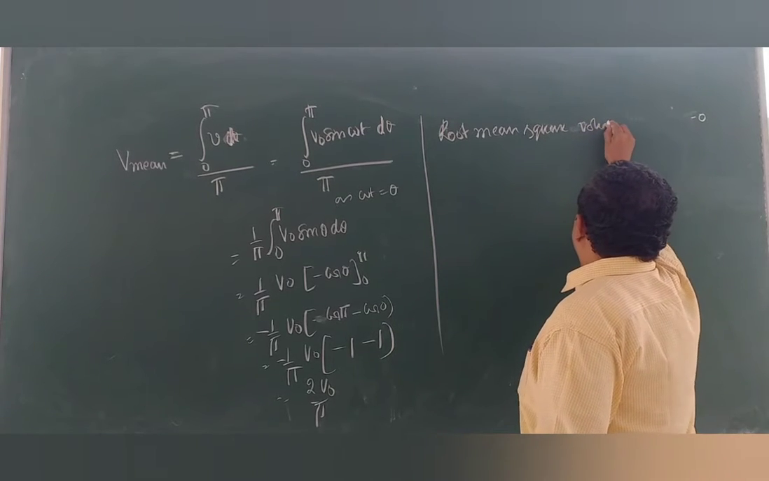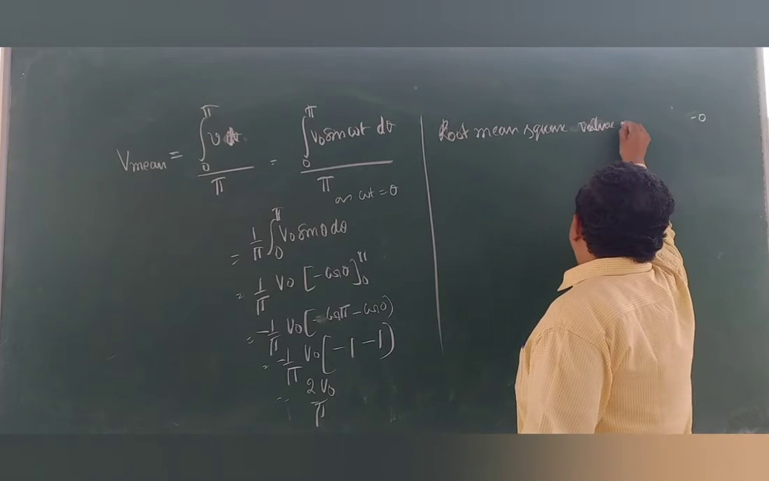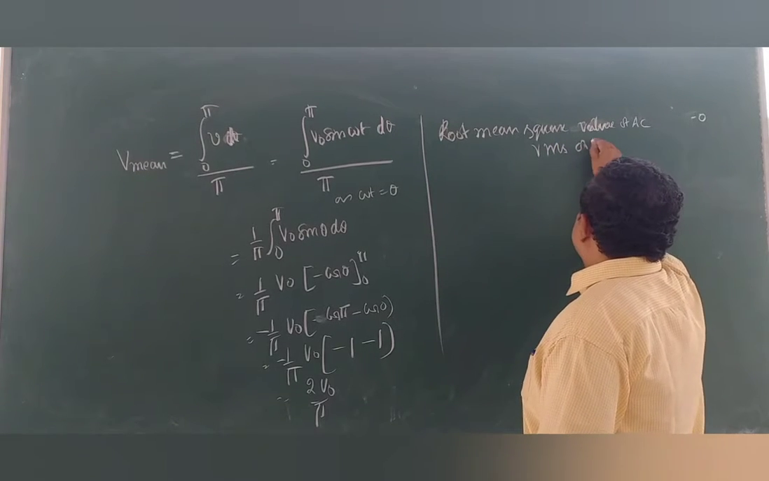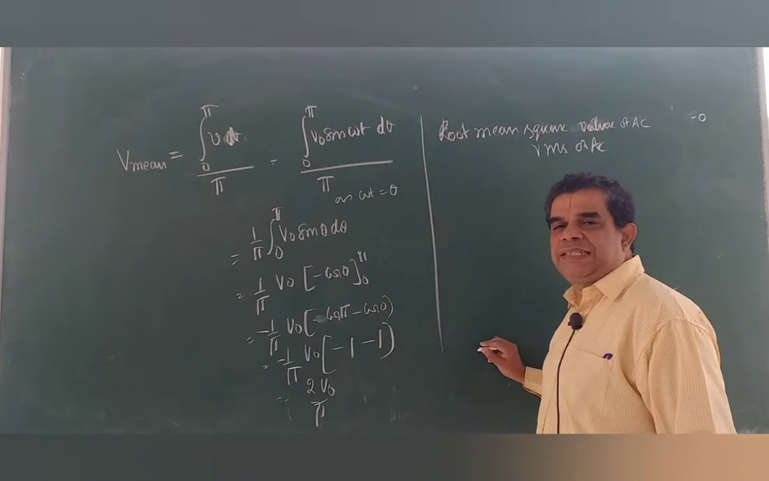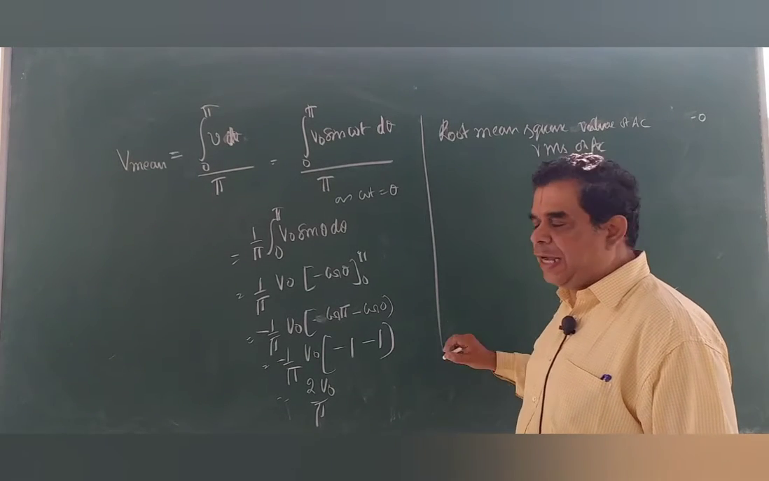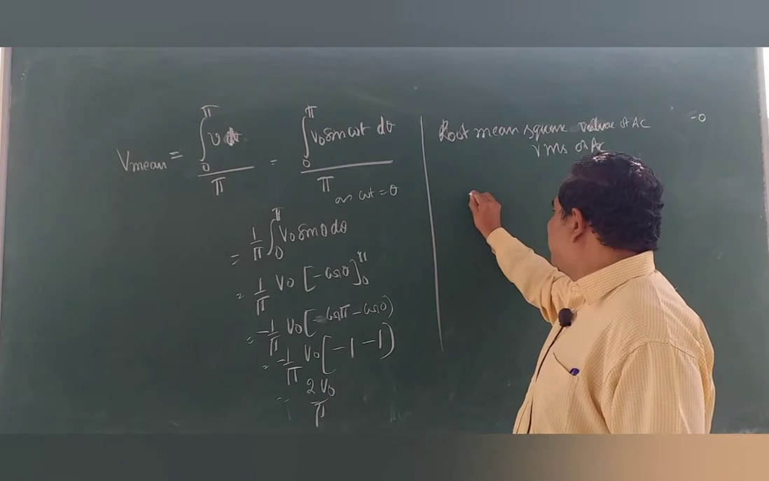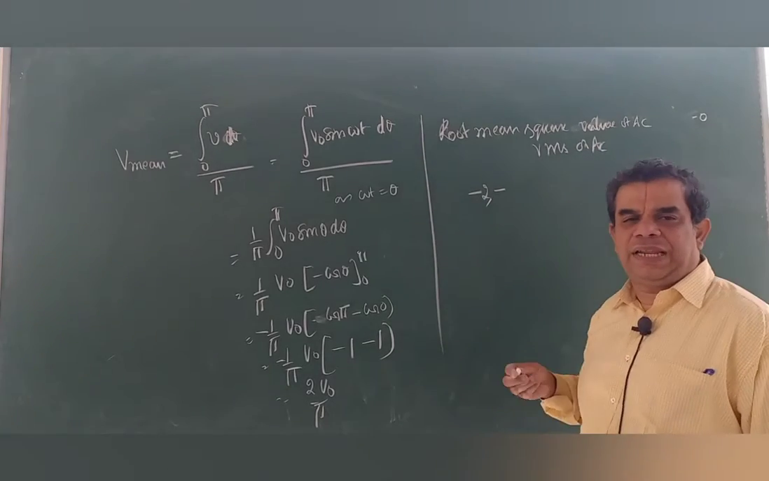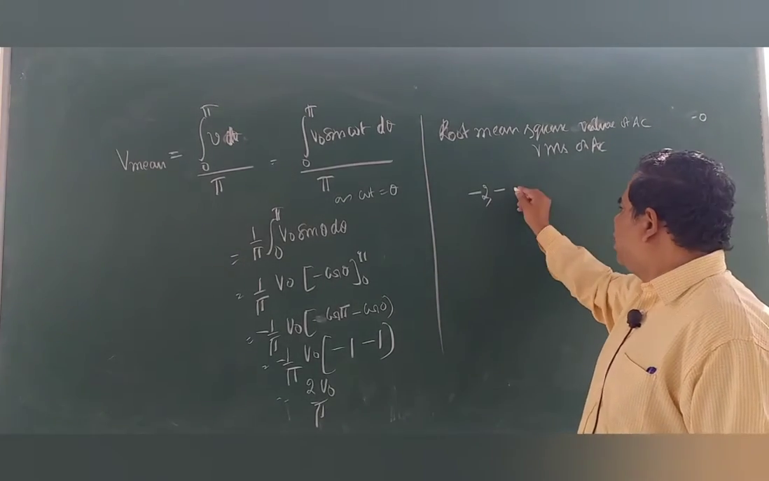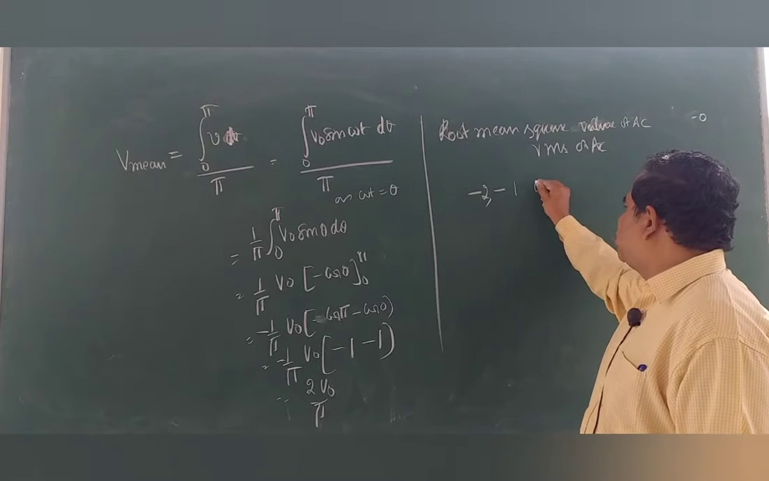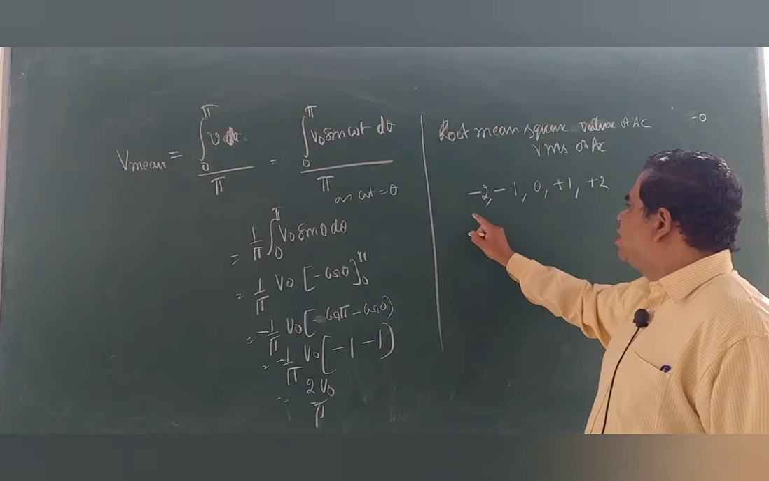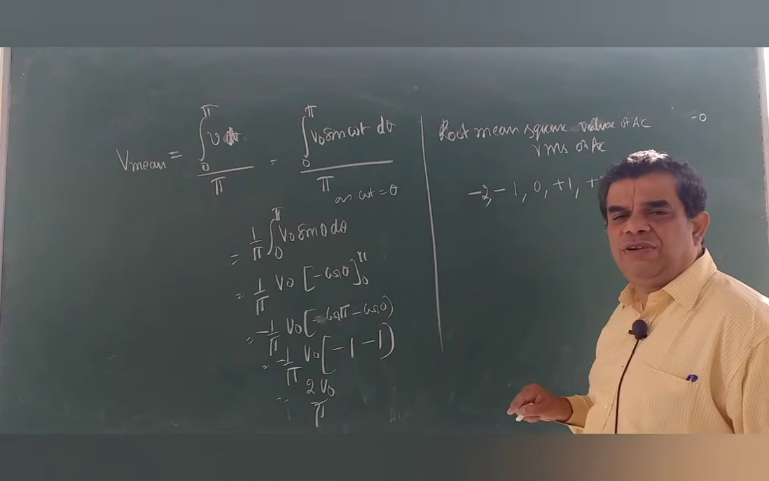The root mean square value of AC, that is RMS of AC. RMS of AC means either voltage or current we can take. What does it mean? We take an example as we have taken. Say we have got the result in an experiment in the lab: -2, -1, 0, +1, +2, like that. So what do we mean by root mean square value of AC?